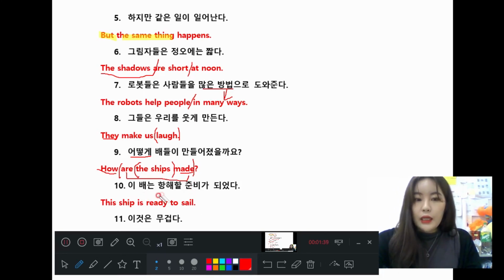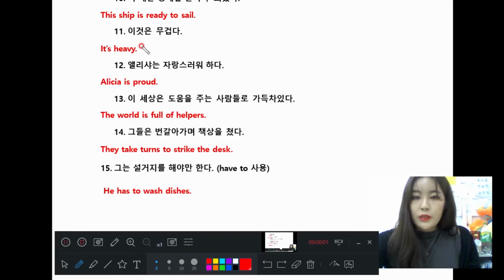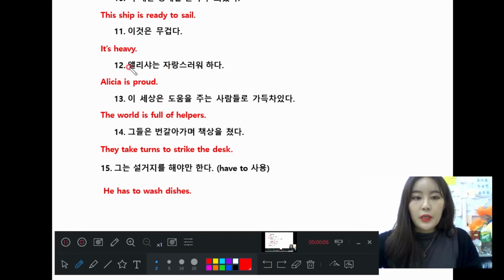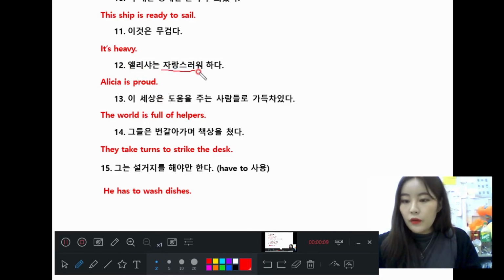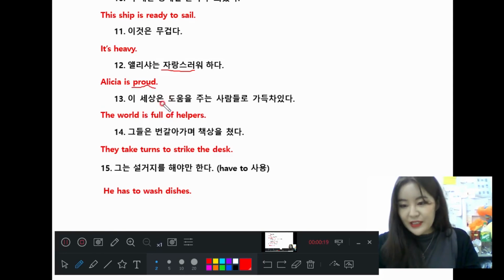And number 10, 이 배는 항해할 준비가 되었다. The ship is ready to sail. 뭐뭐 할 준비가 되었다. And as I already taught you, after to, the verb comes along, okay? Alright, the 11, it was a little easy one. It's heavy. 이것은 무겁다, right? And next one is Alicia는 자랑스러워하다. Only if you didn't forget the word 자랑스러워하다, proud, this one also can be an easy one. Alicia is proud. I'm really proud of you guys though.